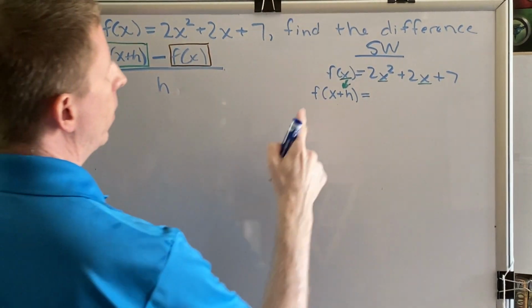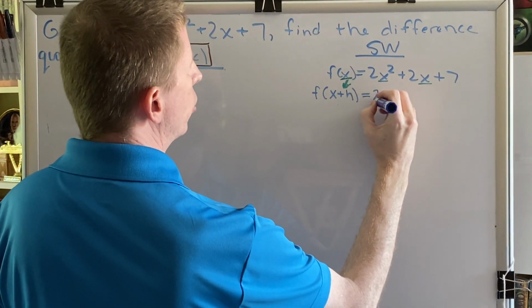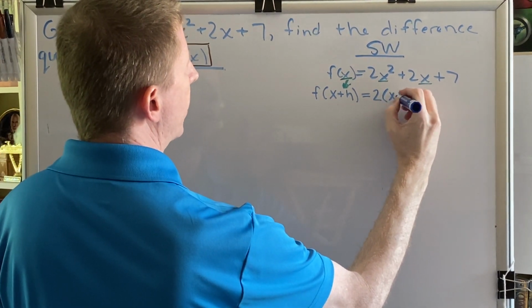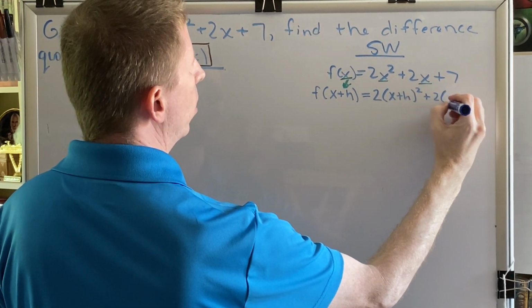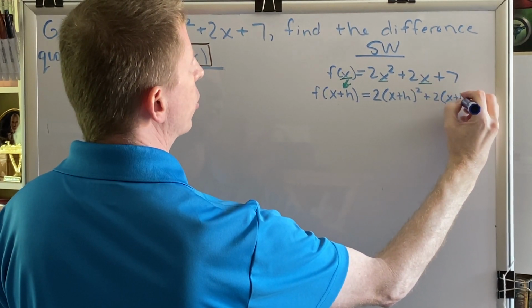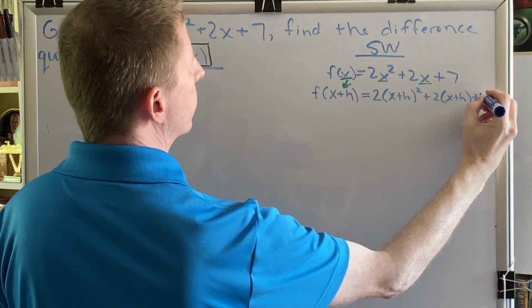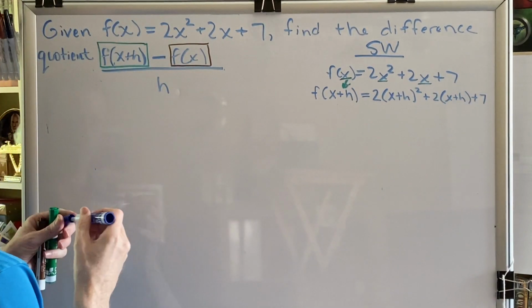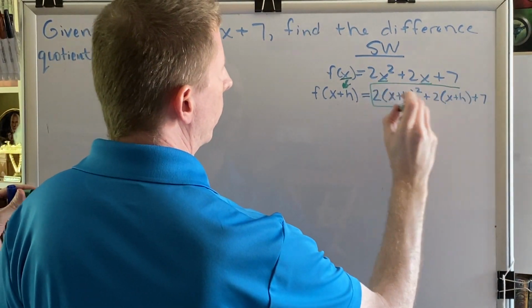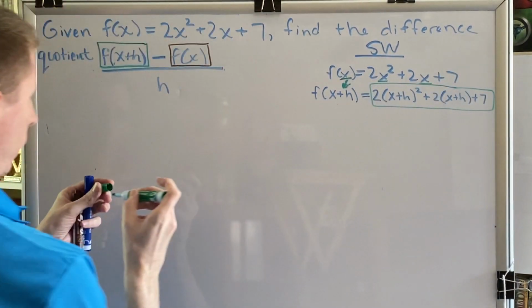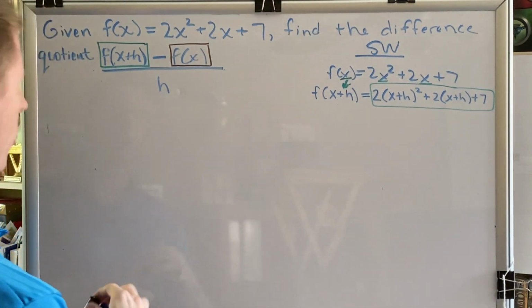Therefore, we have f of x plus h equals 2 parenthesis x plus h close parenthesis squared plus 2 parenthesis x plus h close parenthesis plus 7. This is the green box part of our problem. Okay, now let's turn our attention to the brown box.